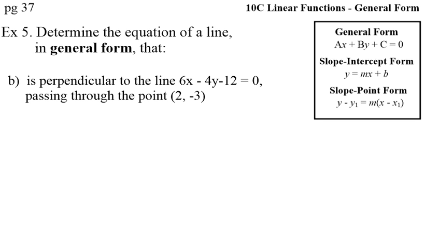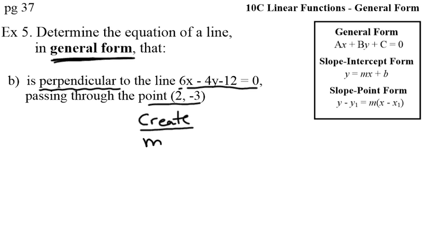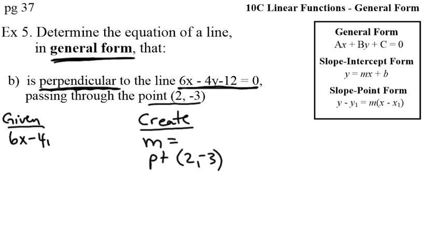So for B, again, we want general form. But our line has to be perpendicular to this line, and it has to pass through this point. So we need to create something that has a slope we're not sure of yet. We know the slope is perpendicular to that, but we know it has to pass through the point 2, negative 3. So before I can do slope, I need to look at what I've been given, which was 6x minus 4y minus 12 equal to 0.